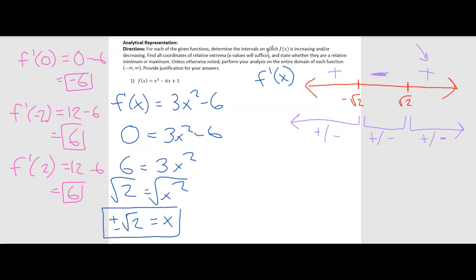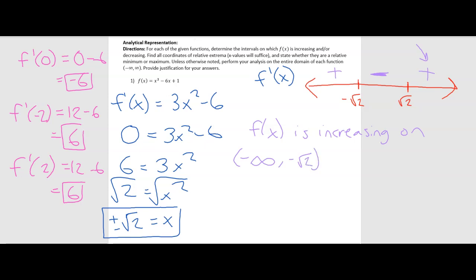So on the interval, or rather, let me get rid of this because we've already figured out what our intervals are. So f of x is increasing on negative infinity to negative root 2, union root 2 to infinity, because f prime of x is greater than 0 on these intervals.